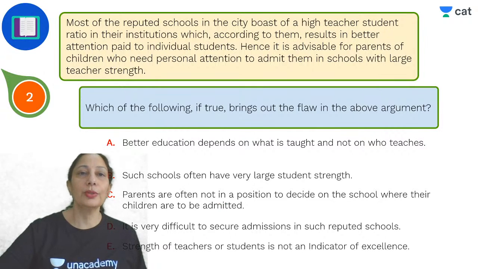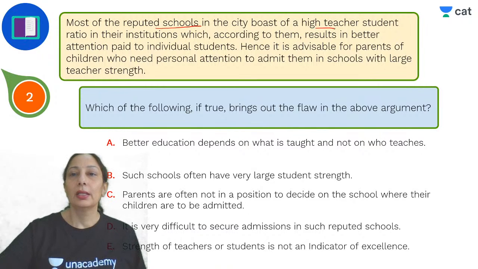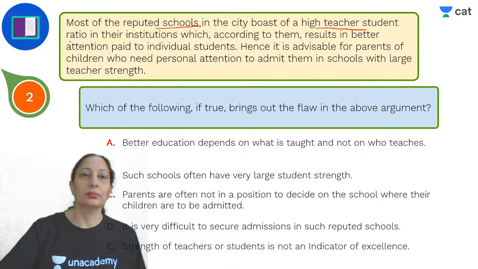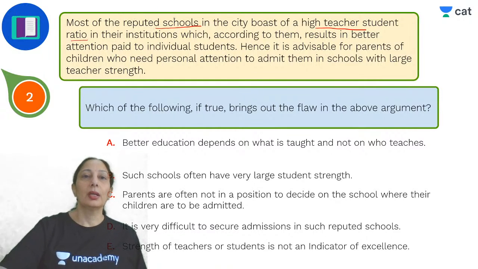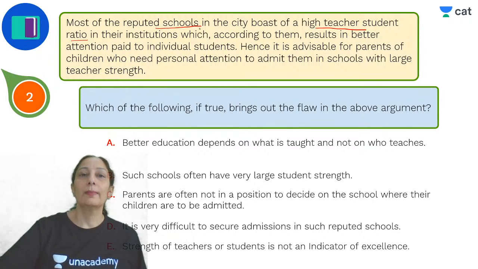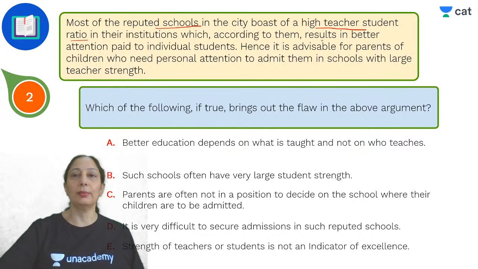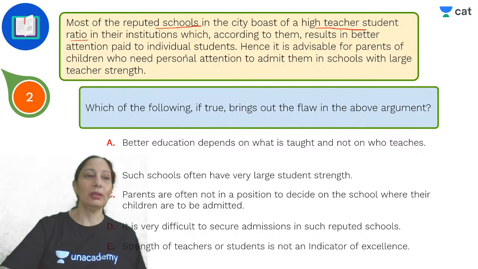So it is saying most of the reputed schools in the cities boast of a high teacher-student ratio, right? Now most of these international schools, of course, he's not mentioning international, so I won't go beyond the scope of the argument. Reputed schools have a high teacher-student ratio in the institutions, which according to them results in better attention paid to individual students, right? Hi, good morning, Anjali. How are you? Yes, hence it is advisable for parents of children who need personal attention to admit them in schools with large teacher strength.